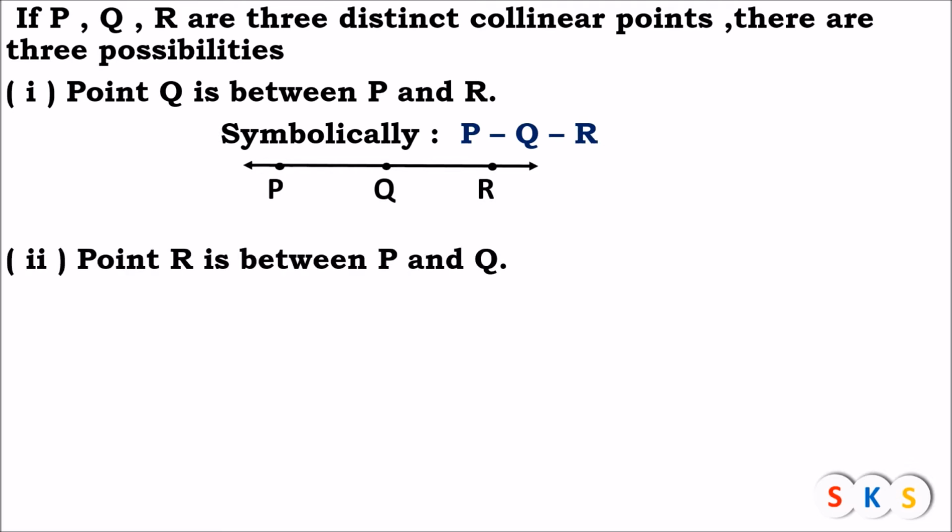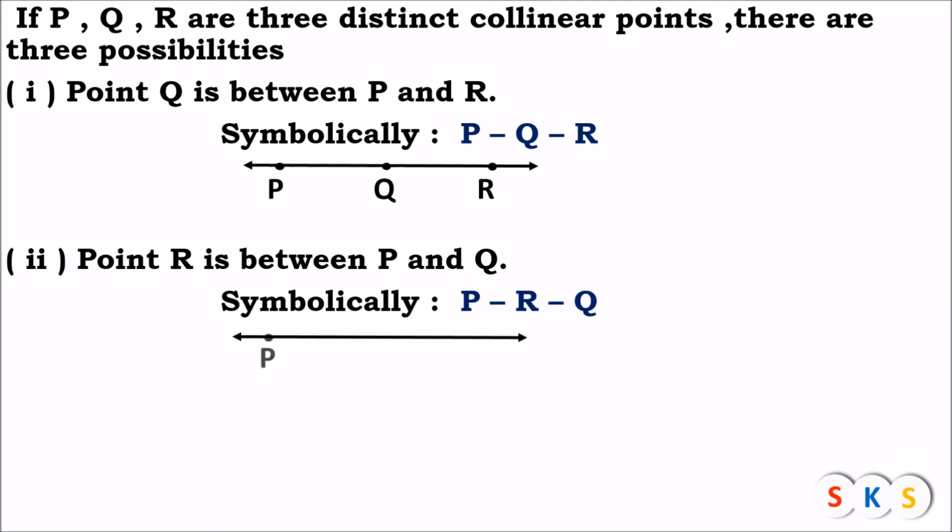Now here we have the second possibility. Point R is between P and Q. Symbolically, we can write this as P-R-Q. P-R-Q means those 3 points fall on the same line, and R is between P and Q. That means the position of R is fixed. It is between P and Q. You can see this number line over here. Here R is between P and Q, and all 3 are collinear points.